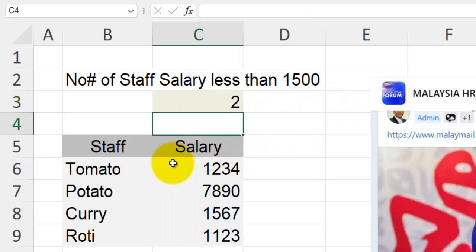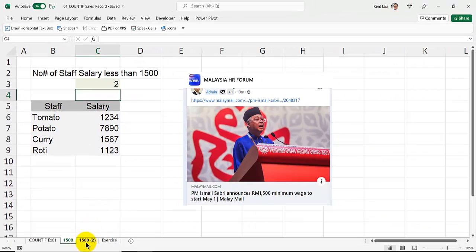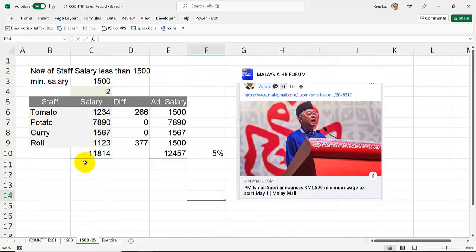But your boss may not ask you this question. They're more interested in what is the change. How does it impact the company? Now we have to look at this. So first, if the salary is less than 1,500, you need to top up the difference. And those who are above 1,500, there will be no difference. You see that? So how do you solve this?